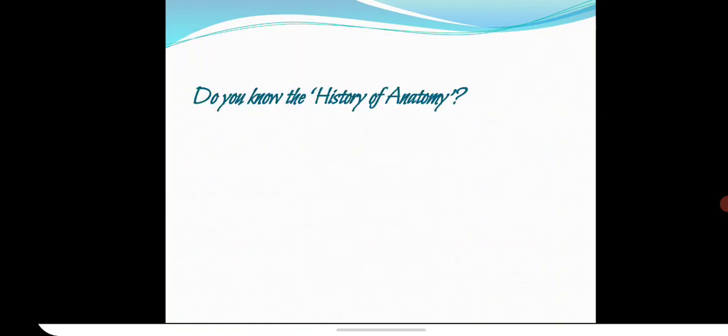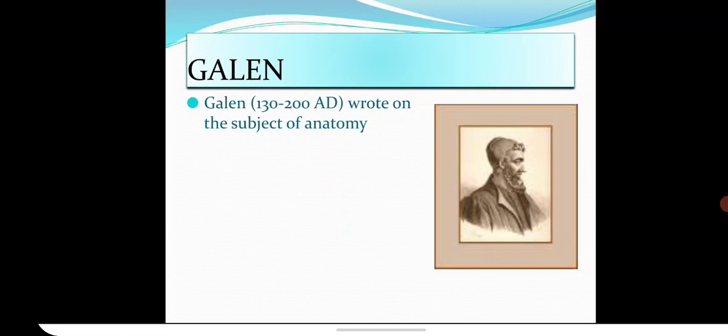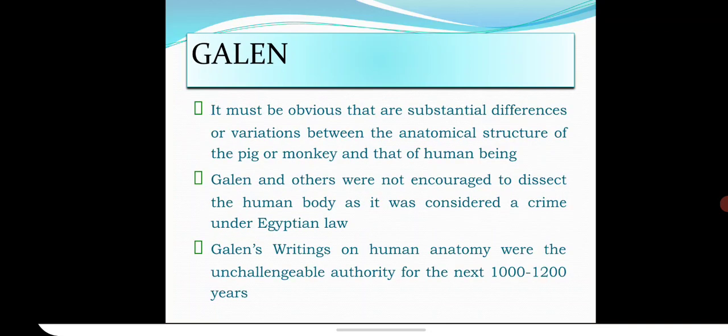Do you know the history of anatomy? Galen wrote on the subject of anatomy. You see, it is in 200 AD. His textbook on anatomy described human anatomy principally from dissections of animals such as pig or monkey. So, it must be obvious there are substantial differences between the anatomical structure of the pig or monkey and that of the human being. Galen and others were not encouraged to dissect the human body as it was considered a crime under the Egyptian law.